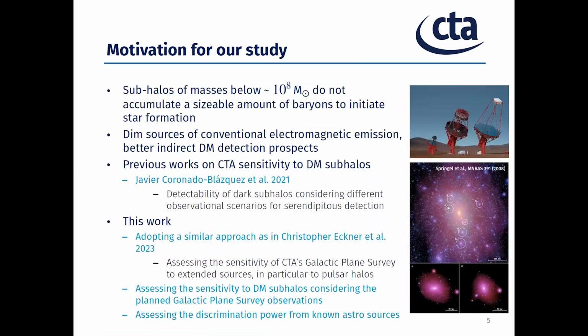Now our work is focused on assessing how well we could detect the subhalos using the galactic plane survey, so basically looking at subhalos that would be at much smaller latitudes. For that, we are applying a similar approach to the one we applied in our assessment of the CTA galactic plane survey sensitivity to pulsar halos, because those are also extended galactic gamma ray sources. And one of our challenges in this work, because the galactic plane is a very densely populated area, is that we will have to have a very good approach to distinguishing the dark matter subhalos from other known astrophysical sources.